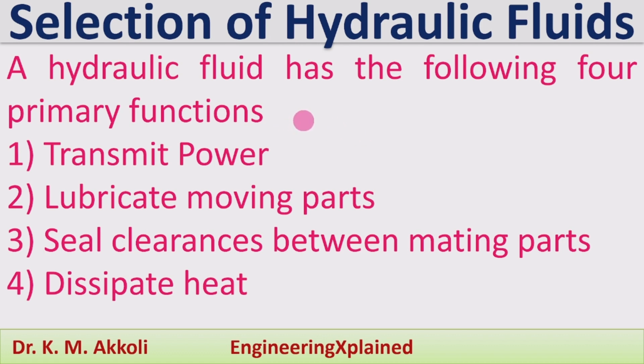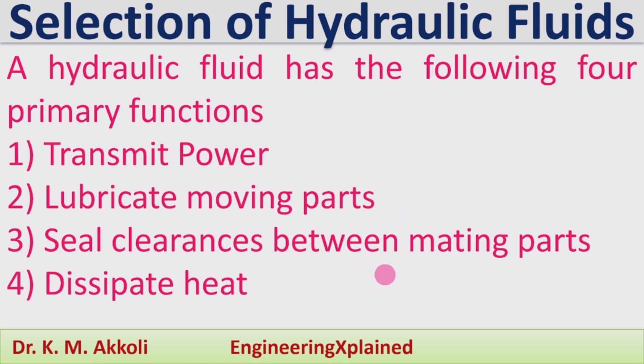First we'll see the different functions. A hydraulic fluid has the following four primary functions. It should transmit power. The transmission of power is the first primary function. Our need is to transmit the power. Lubricate moving parts. The moving parts present in the system are to be lubricated so that the friction losses are reduced.